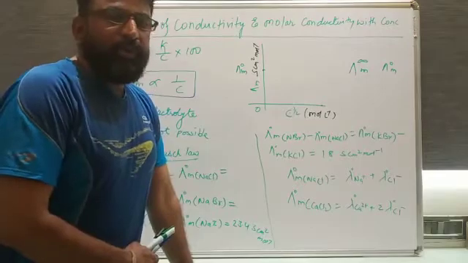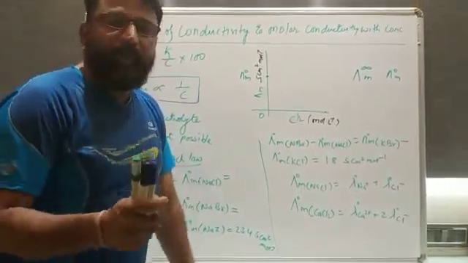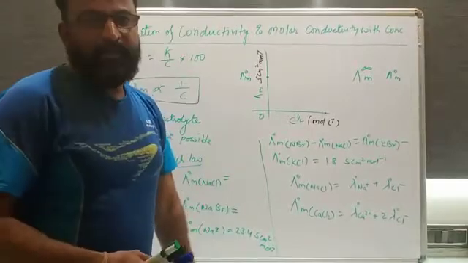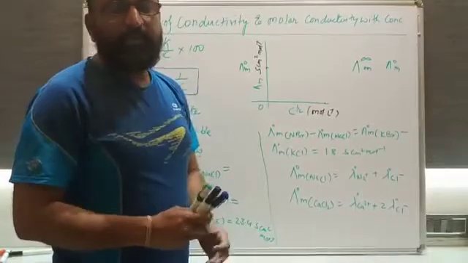So what is the conclusion? Here the conclusion is that limiting molar conductivity depends upon the individual ion. Is it clear? But now, how will you prove it graphically? This is the most important part.